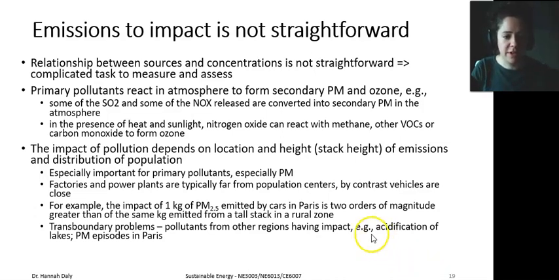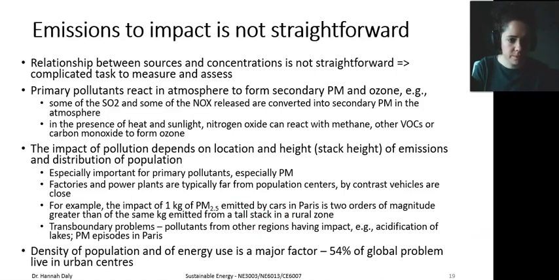I talked about acidification of lakes and particulate matter episodes in Paris in a previous lecture. For example, 1 kilo of PM2.5 emitted by cars in Paris is 2 orders of magnitude greater in impact than the same kilo emitted from a tall stack in a rural zone. So if you're regulating emissions, you need to focus on areas where there are concentrations and where it's close to population centres. 54% of the global population live in urban centres, and that is increasing.